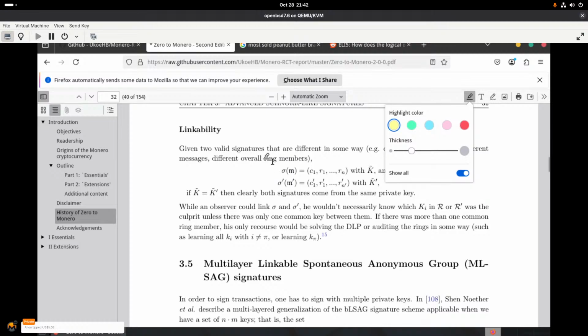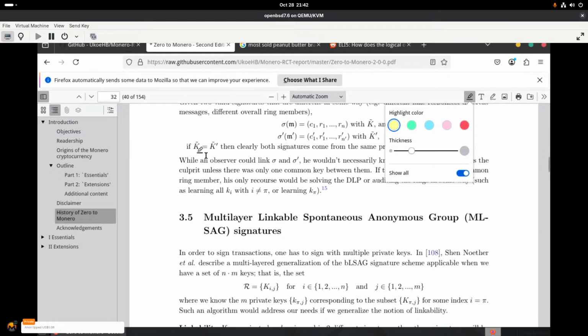He wouldn't necessarily know which K_i in R or R' was the culprit unless there was only one common key between them. If there was more than one common ring member, his only resource would be solving the DLP or auditing the rings in some way, such as learning all k_i with i equals pi, or learning k_pi.